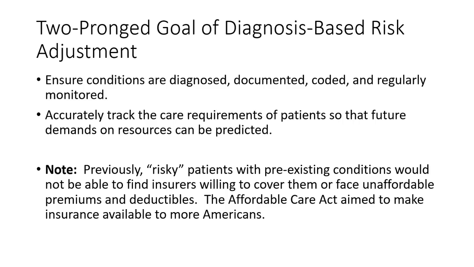Because think about it, if we don't encompass everything that's involved in that patient care for that visit, if we don't capture all of those additional comorbidities, we're not really showing a true representation of what resources were used for that visit. And there's a note, previously risky patients with pre-existing conditions would not be able to find insurers willing to cover them or face unaffordable premiums and deductibles. The Affordable Care Act aimed to make insurance available to more Americans because, remember, insurance companies couldn't afford to handle them. So with risk adjustment now, we're taking that factor in.